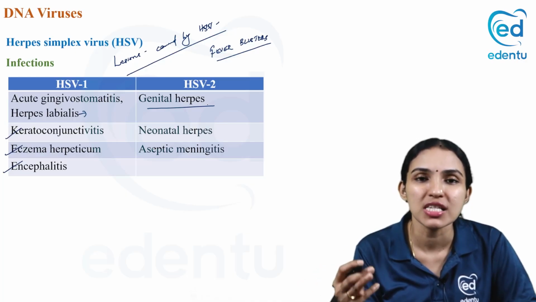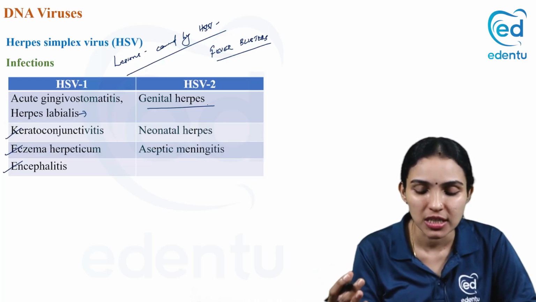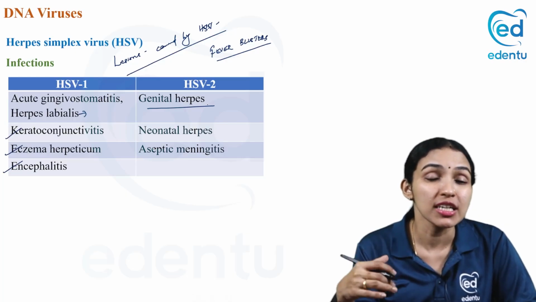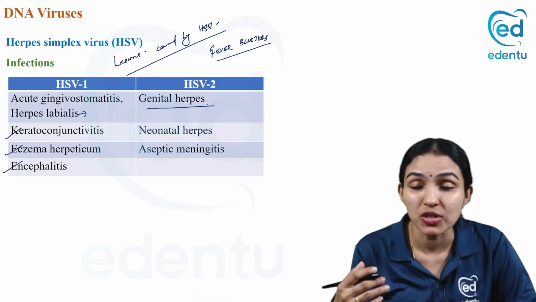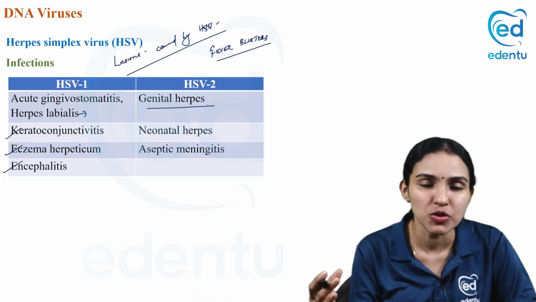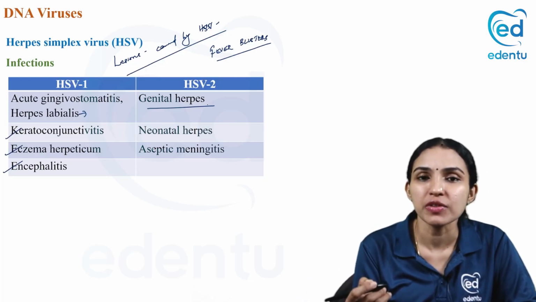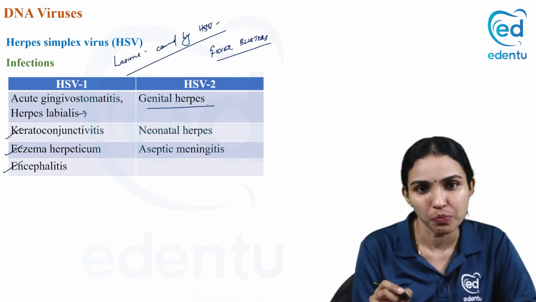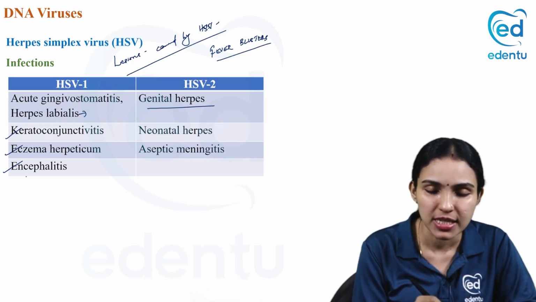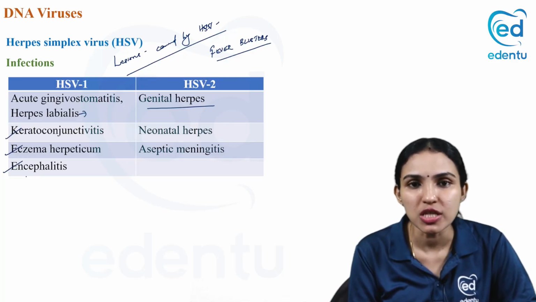So they can have these herpes lesions and other congenital problems, which is called neonatal herpes. And herpes can also be transmitted transplacentally, not just perinatally. Transplacental transmission can lead to congenital anomalies in the fetus. Other than that, HSV2 can also cause aseptic meningitis. Mostly encephalitis is associated with HSV1, whereas HSV2 can also cause meningitis.